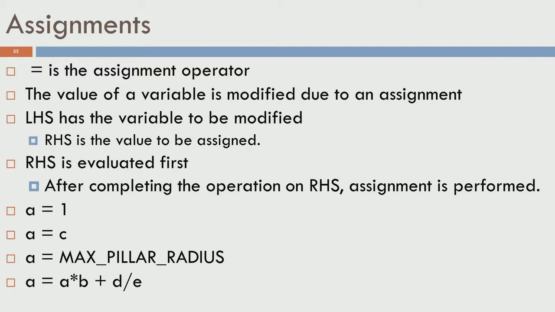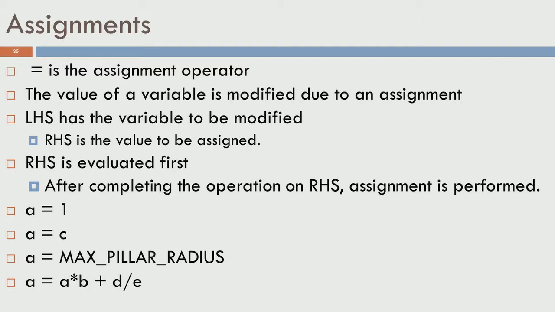Therefore, we call this equality an assignment operator. It takes the value and puts it in the memory location P2. Therefore, it is doing a memory operation. In this case it is a memory write operation, you are writing to memory. So, it is an assignment operator. The value of a variable could be modified due to an assignment.